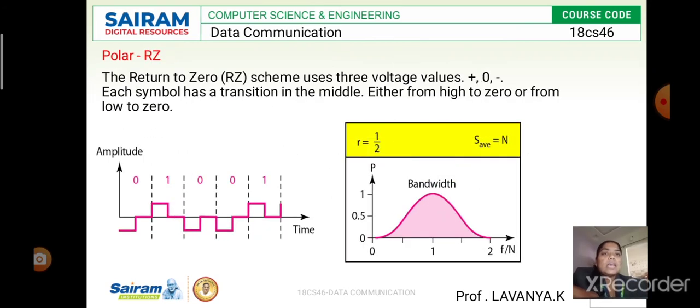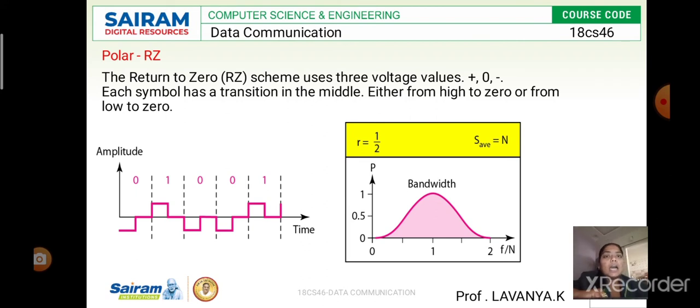Then the next one is the polar technique, which is nothing but an RZ method, the return to zero scheme. They are going to use three voltages, that is high, low as well as negative, meaning positive, negative, then 0 voltages. So these are the three sets of voltages they are going to use.